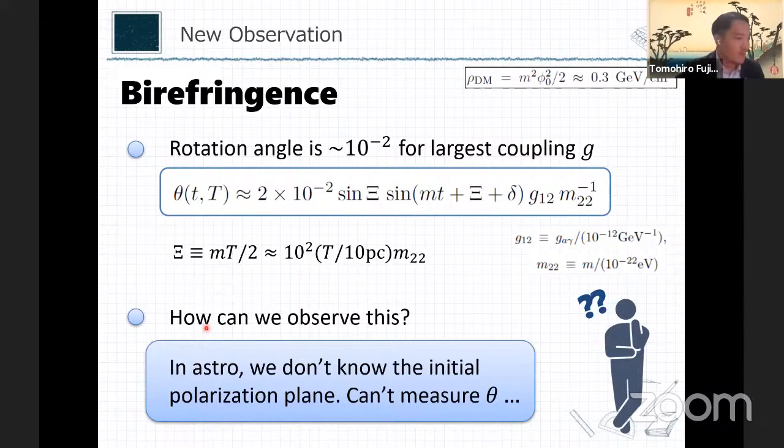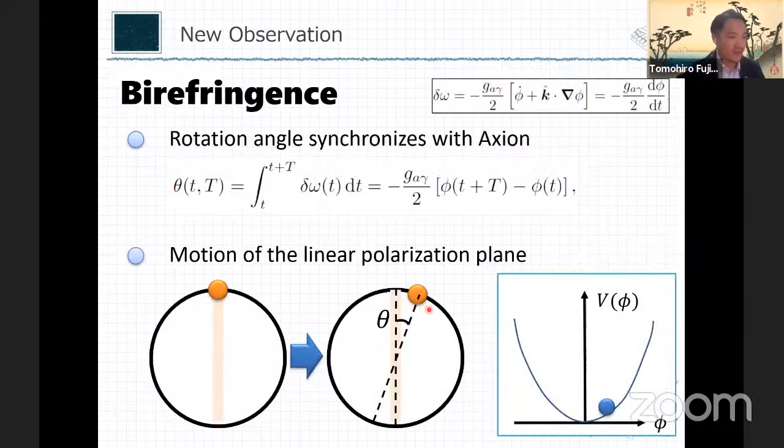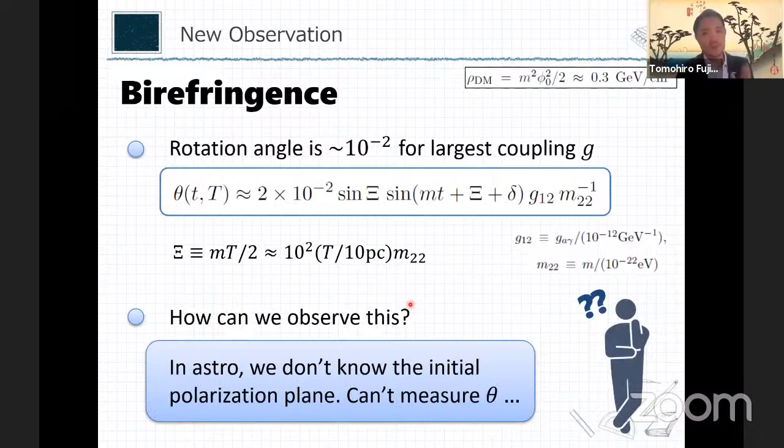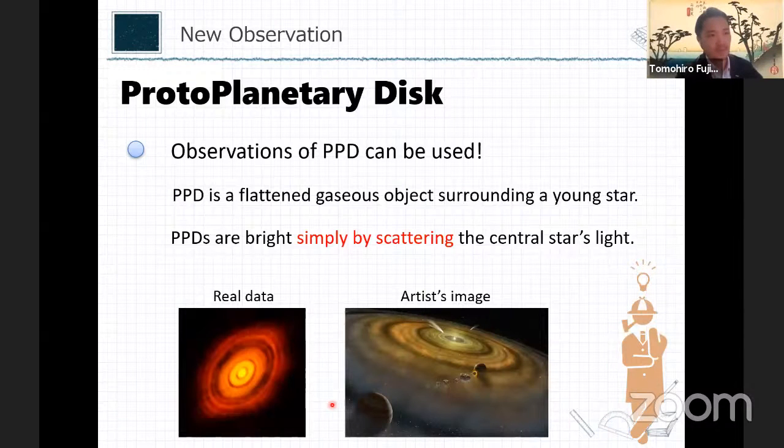However, here's one problem. To measure this rotation angle of the polarization plane, you need to know both the initial polarization plane and the final polarization plane. It's easier to know the final polarization plane because you observe the photon. But in astronomical observation, it's generally difficult to know the initial polarization plane. That was a bit of a tricky part.